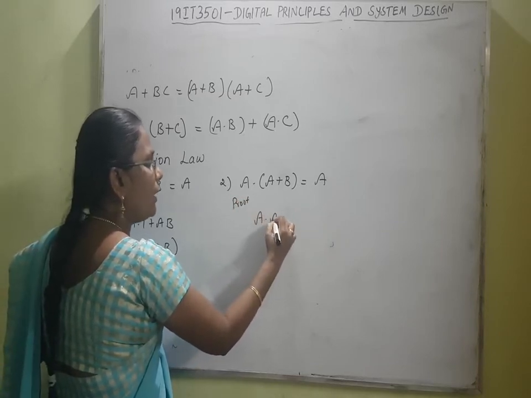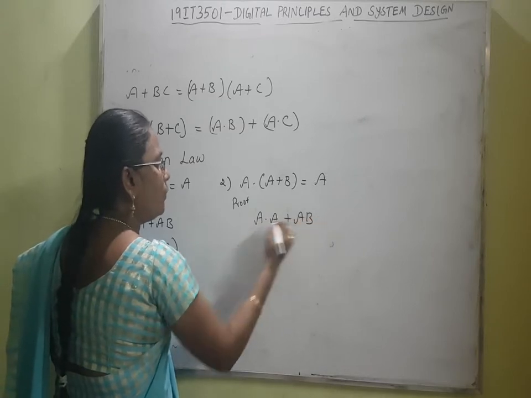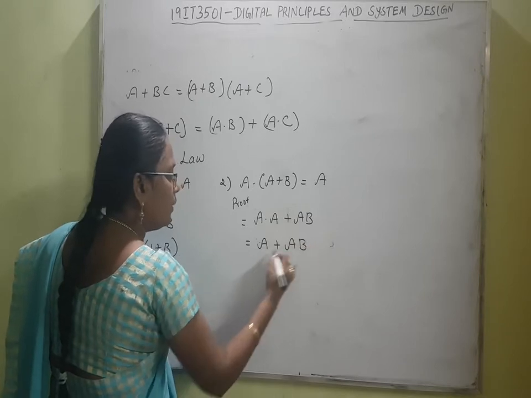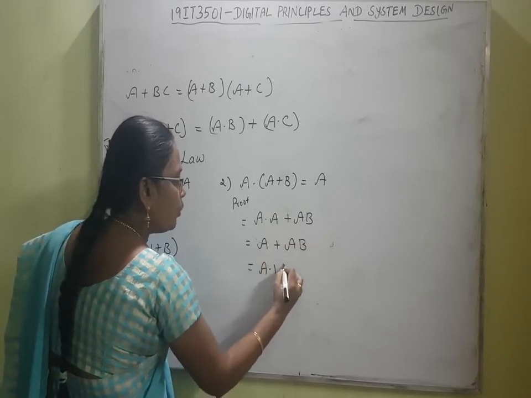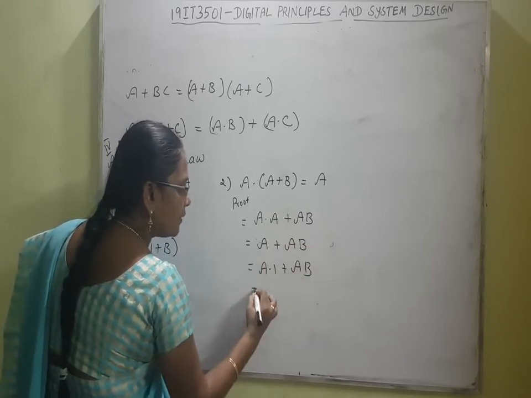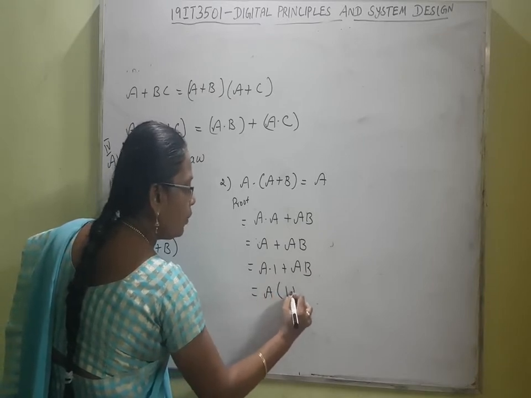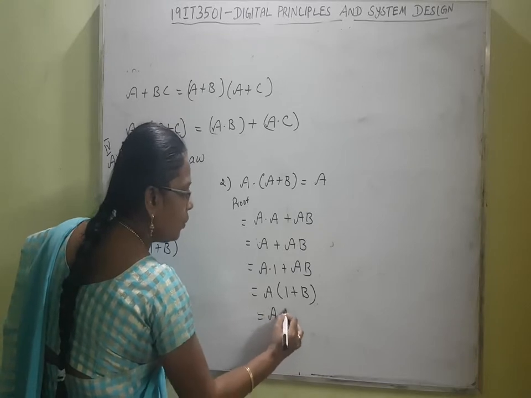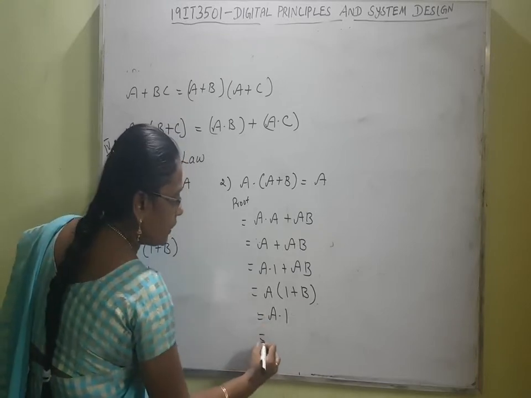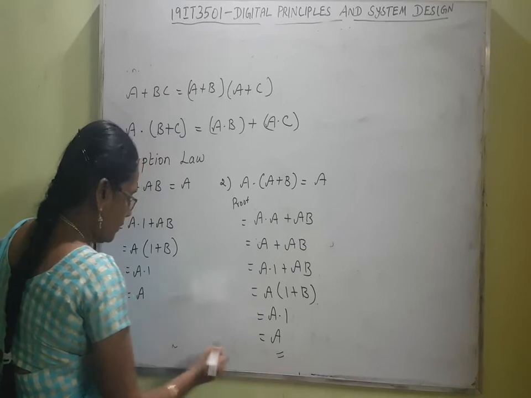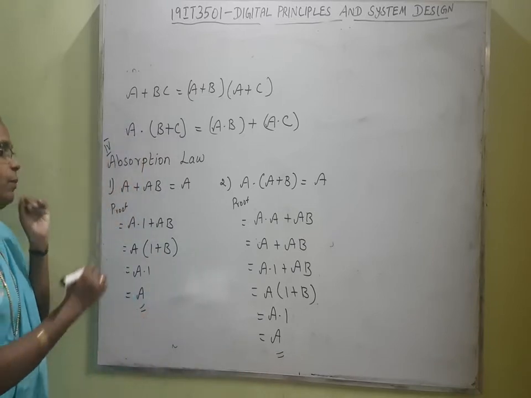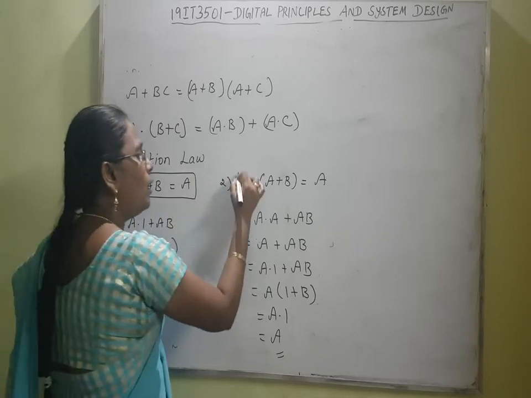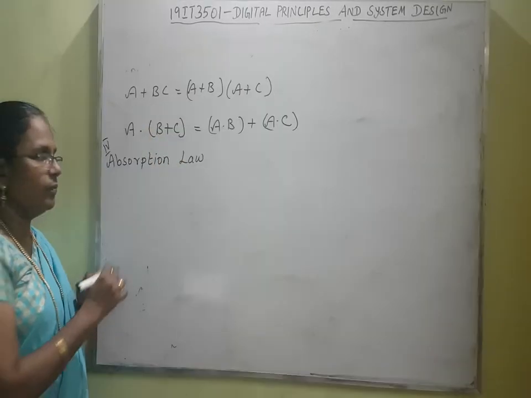So a into a plus ab is equal to a plus ab, which is equal to a into 1 plus ab, same like previous, a into 1 plus b. 1 plus b is 1. So which is equal to a. So this is the absorption law: a plus ab is equal to a. This is an important law which we will be using in many places.